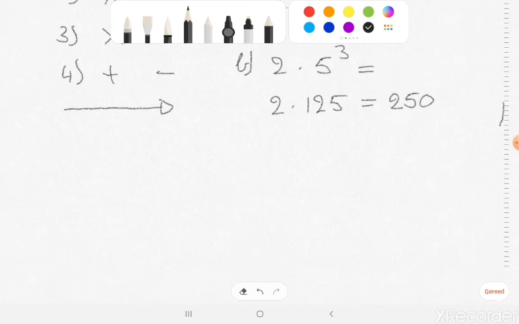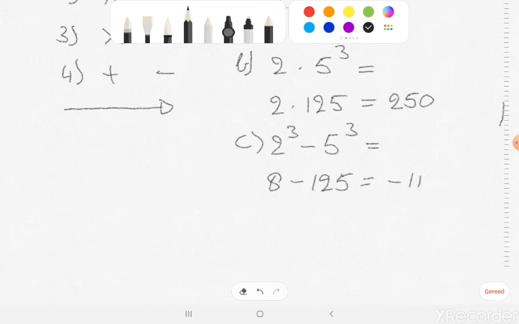Alright, exercise C. It's 2 to the power of 3 minus 5 to the power of 3. Now we already know at exercise A that 2 to the power of 3 was 8. And we already know from exercise B that 5 to the power of 3 was 125. So what is 8 minus 125? That's a negative number, minus 117.